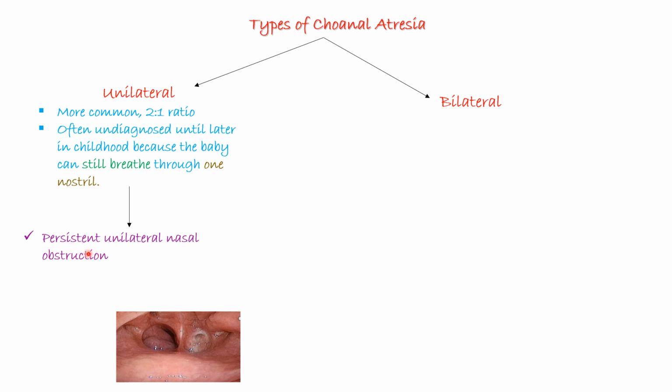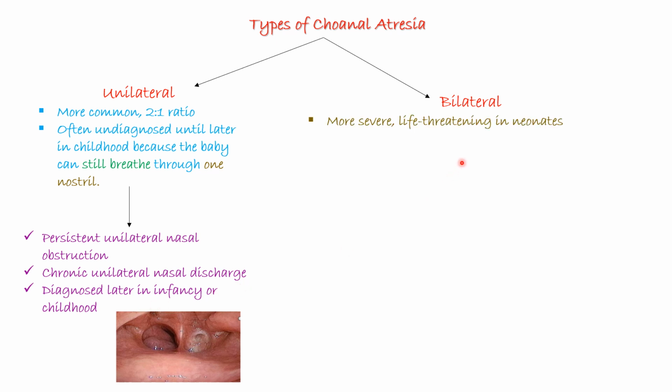It's going to present as persistent unilateral nasal obstruction, and then the patient will present with chronic unilateral nasal discharge, because only this nostril can produce discharge. In addition to that, as we said before, it is usually diagnosed later in infancy or childhood.